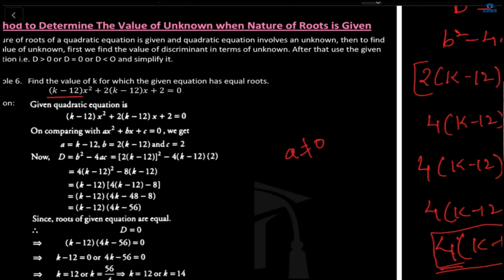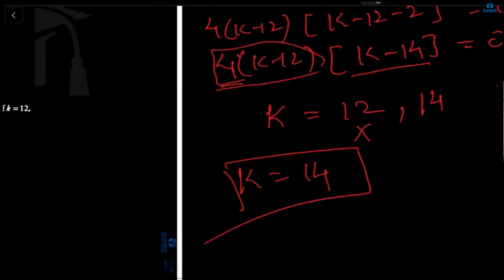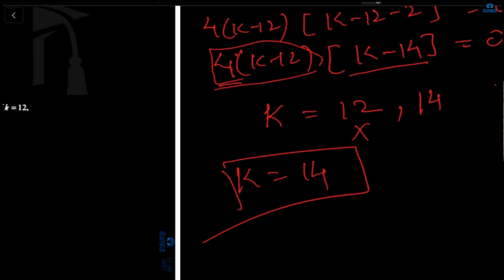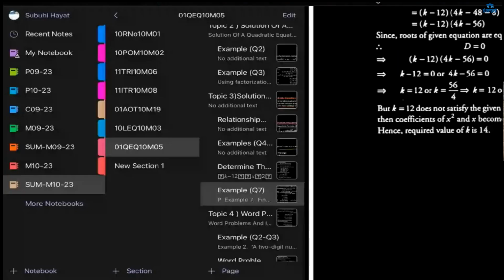So if we put the value of k as 12, you can see the coefficient of x square will become 0, and in fact the coefficient of x also becomes 0. So only a constant term will be there. Okay, so k equal to 12 is not going to satisfy the equation. So the value of k you are going to keep is 14 in the equation. Okay, understood?